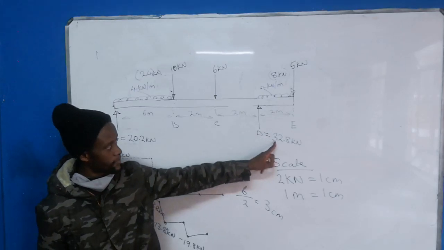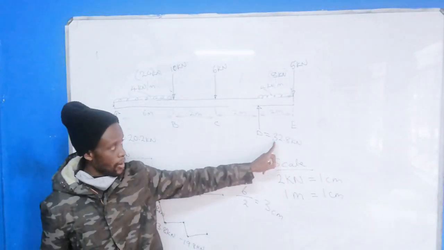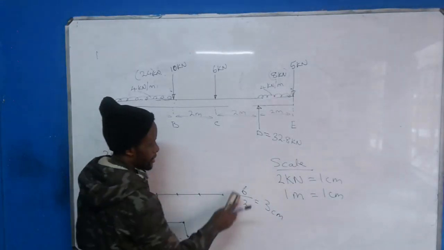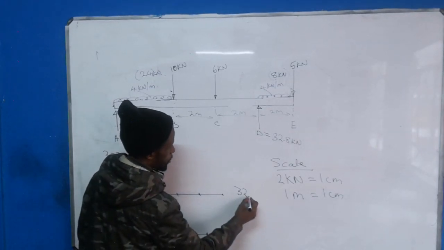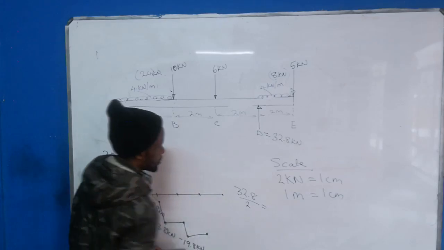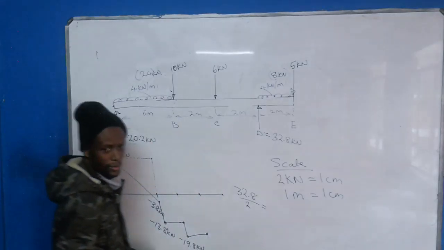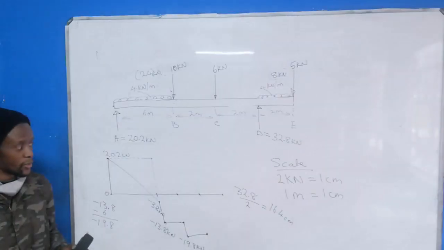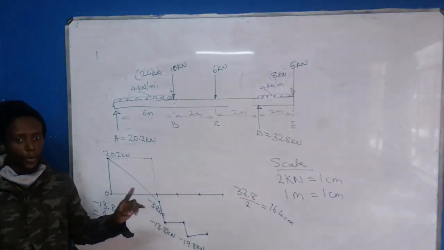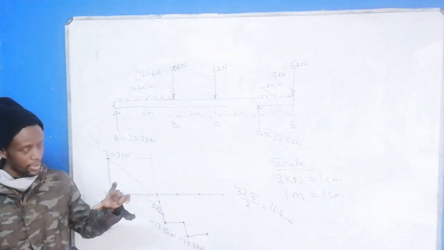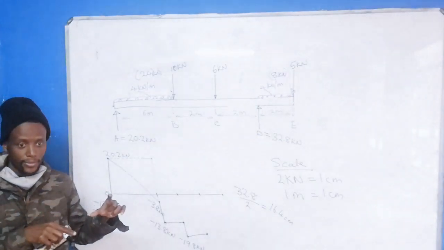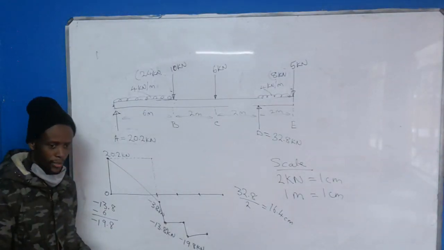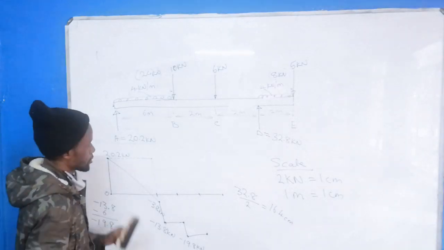Point D is a force going upwards of this size, 32.8. We take our 32.8 to our scale. 32.8 divided by 2 gives you 16.4. Okay, 16.4 centimeters. Please try to be as accurate as possible. That 16.4 is possible on your ruler. It is 16 centimeters with 4 of those small divisions. Accuracy is the key, because that rules mechanical drawing knowledge. How 1 millimeter can cost you.